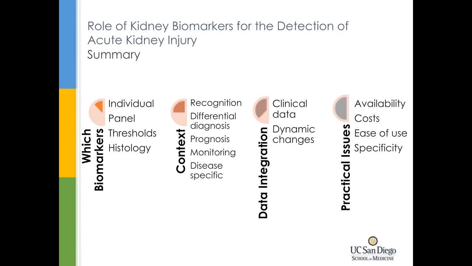My last slide, just to summarize what I hope I've shown you, is that certainly we are at a very exciting time where we have a variety of different biomarkers with individual panels, thresholds, and we can use them for a variety of different aspects of clinical care. And also, however, to do this, we will need to marry clinical data with dynamic changes and obviously address the issues of availability, cost, ease of use, and specificity.